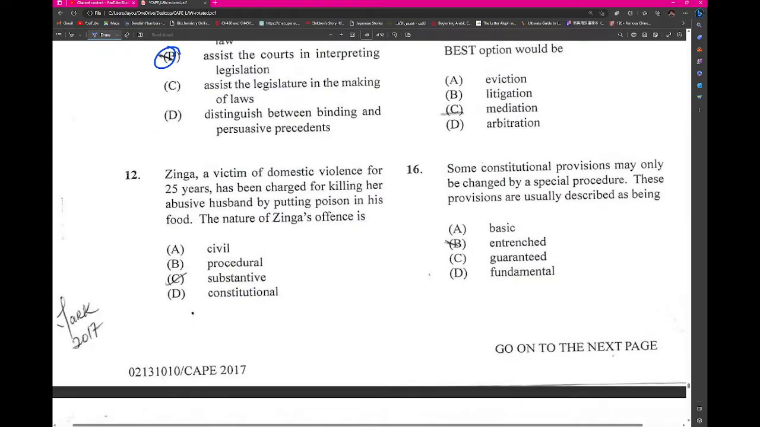Zinga, a victim of domestic violence 25 years ago, has been charged with killing her abusive husband by putting poison in food. The nature of Zinga's offense is substantive. Right? I don't think it'll be procedural. So because she killed the person 25 years ago, the nature of the case would be substantive, because it may be after some principle, but we have to really discuss this. Tell me what you think.